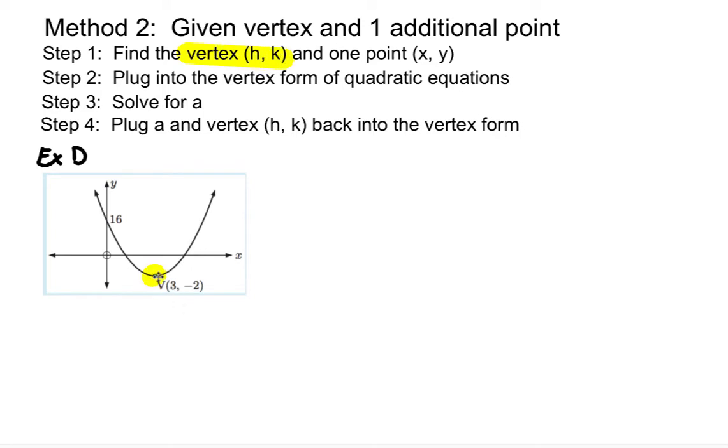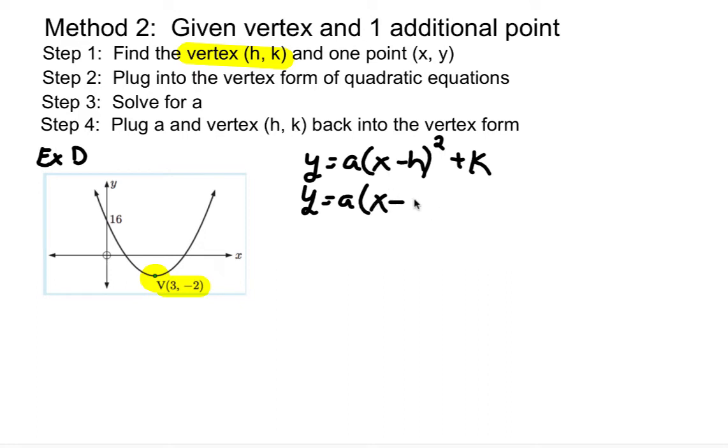So let's look at our first example. Here we know our vertex is (3, -2). And so we're going to use our vertex form of the equation, which recall is this. So I'm going to replace my h with 3. And I'm going to replace my k with -2. Simplifying this down, we have y is equal to a, parentheses, x minus 3, close parentheses, squared minus 2.